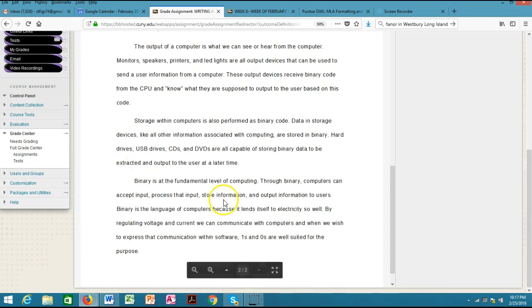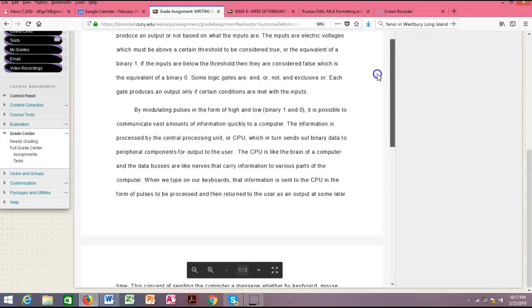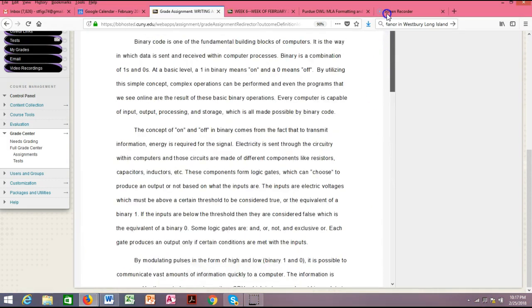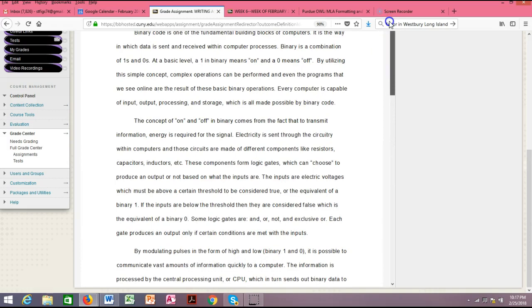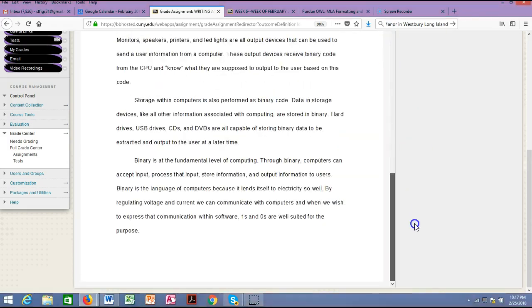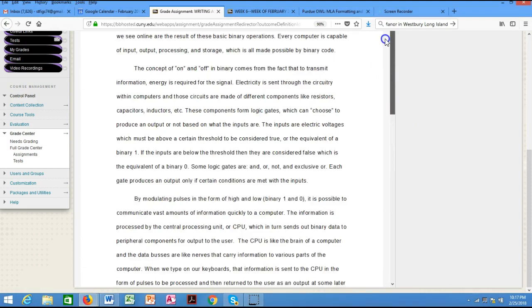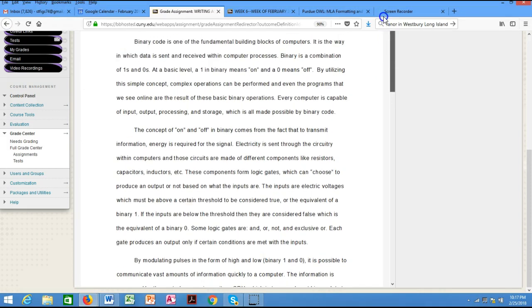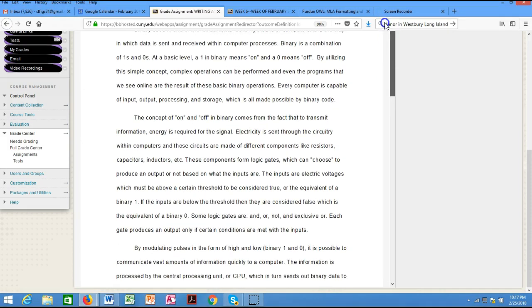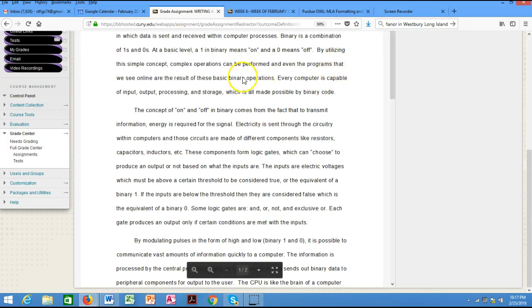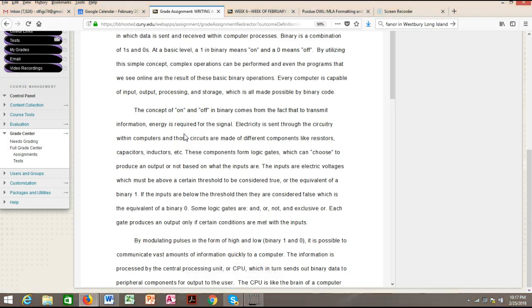In addition, when we look at the conclusion, "Binary is at the fundamental level of computing." Isn't that what the student had said in the beginning, in the first part, "one of the fundamental building blocks"? You notice how the student refers back in the conclusion to the introduction. That's what I want to see. Notice that the introduction just gives you an example of what the student is going to be discussing, and then in the next few paragraphs, the student goes into detail. None of these lengthy definitions that anybody could read.